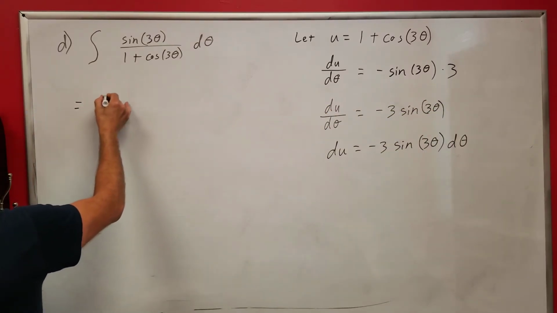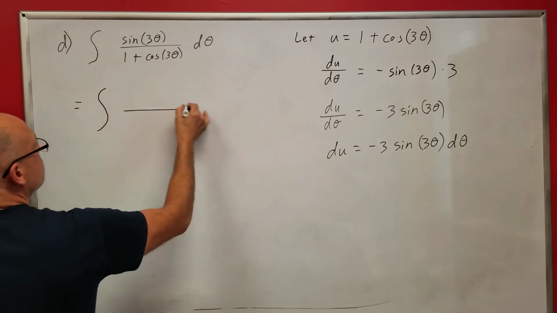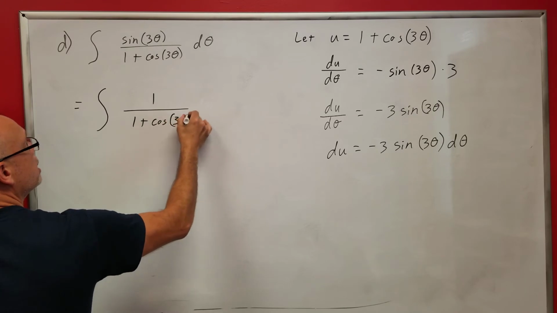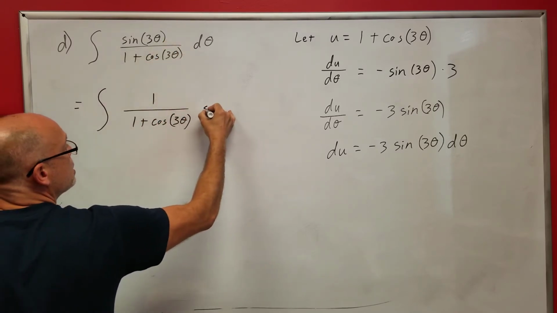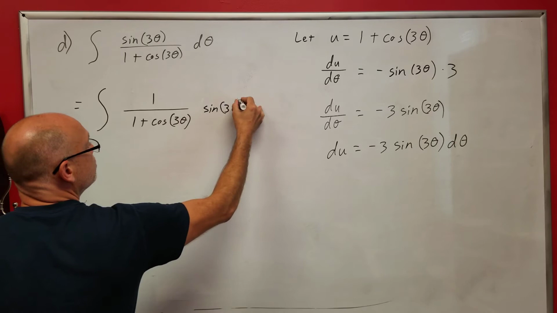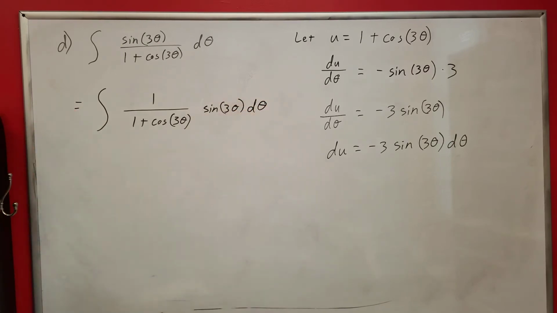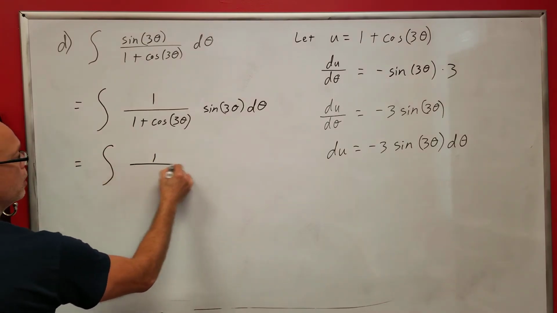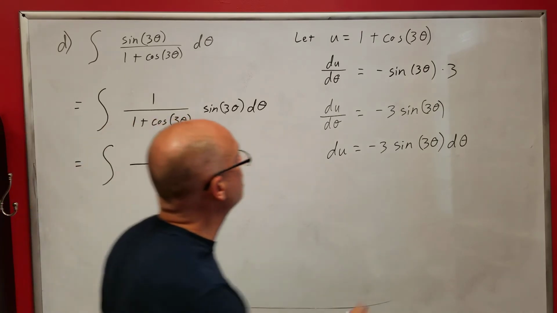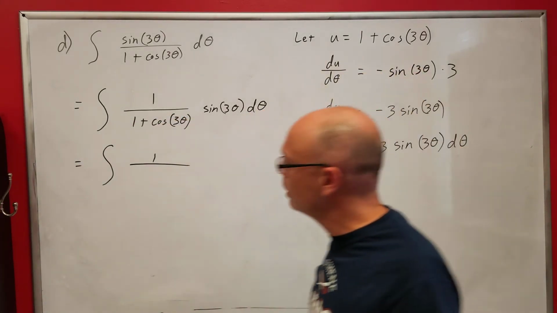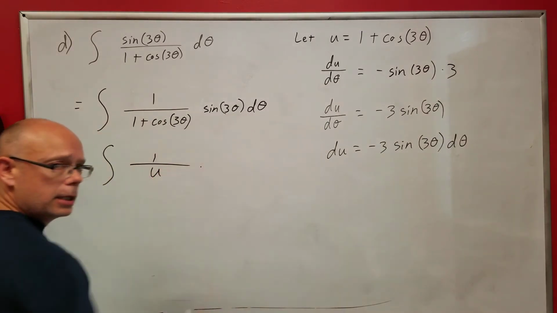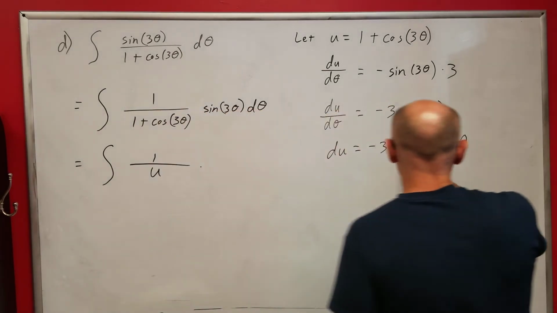All right, I'm going to do a rewrite here. I'm going to call this the integral of 1 over 1 plus cosine of 3 theta, and I'm going to put this sine next to d theta: sine of 3 theta d theta. All right, so what do we have here? We have the integral of 1 over, what do we call 1 plus the cosine of 3 theta? Call that u, right? So 1 over u here. How about the sine of 3 theta d theta? What is that?